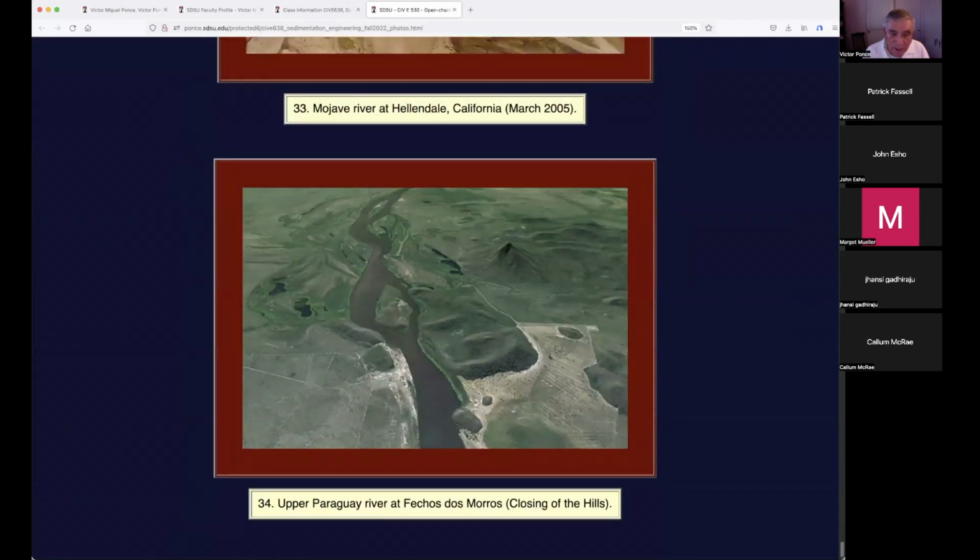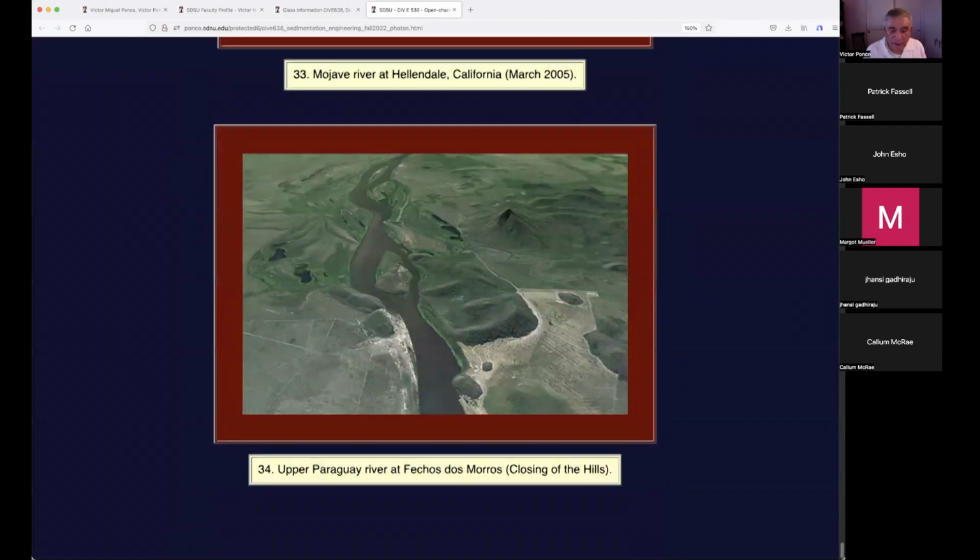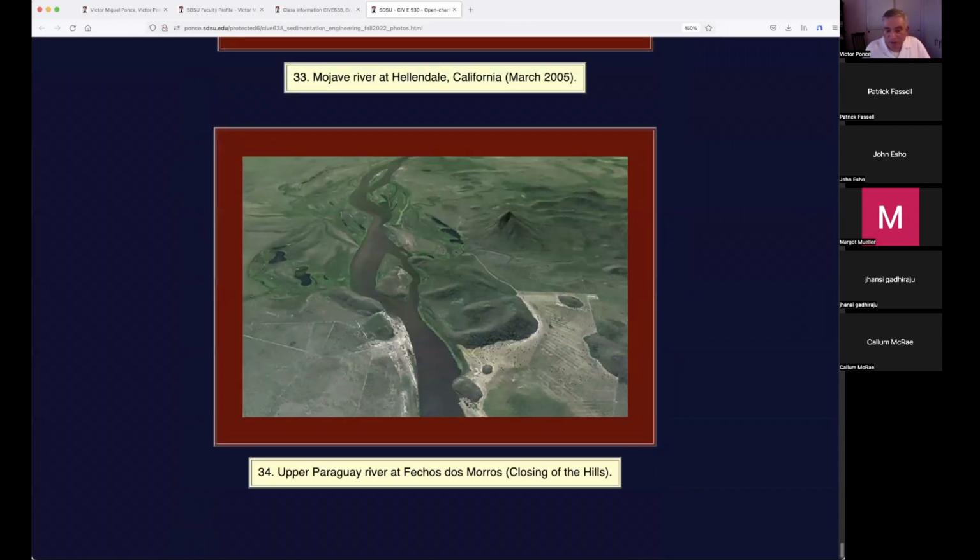Oh, and finally, I'm going to get in here. Upper Paraguay River, Fechó dos Morros, which means it's Portuguese for closing of the hills. What actually happened here was that there was an uplift event many years ago, I'm guessing 4 or 5 million years ago, which raised the surface of the land 40 meters. And by doing that, because the area is very flat, it created a pond in the upstream.